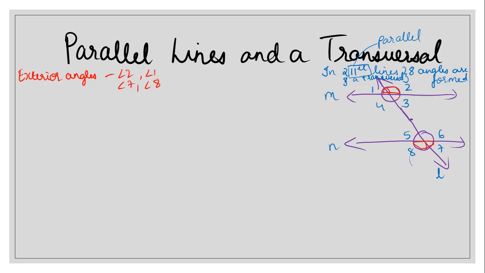Now the angles which are inside the parallel lines are called interior angles. They're inside. We call them interior angles. So what are the interior angles here? Angle 3, angle 4, angle 5, and angle 6. These are interior angles. I hope interior angles and exterior angles are clear. Fine. Now let's look at what are corresponding angles.